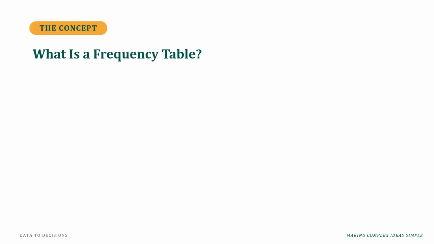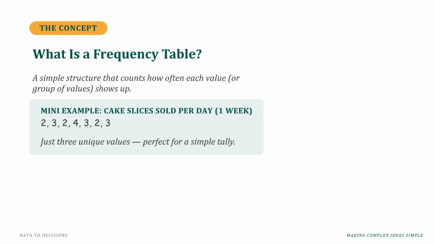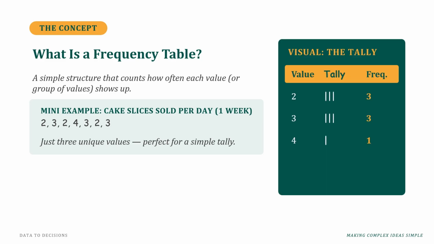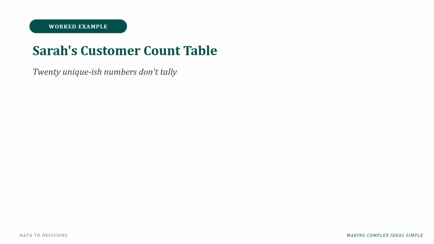A frequency table is just a simple structure that counts how often each value shows up. Take cake slices sold over 1 week: 2, 3, 2, 4, 3, 2, 3. Only 3 unique values, so we can tally them by hand. The 3 columns are always the same: the value, a tally mark for every time it appears, and the frequency, the total count.